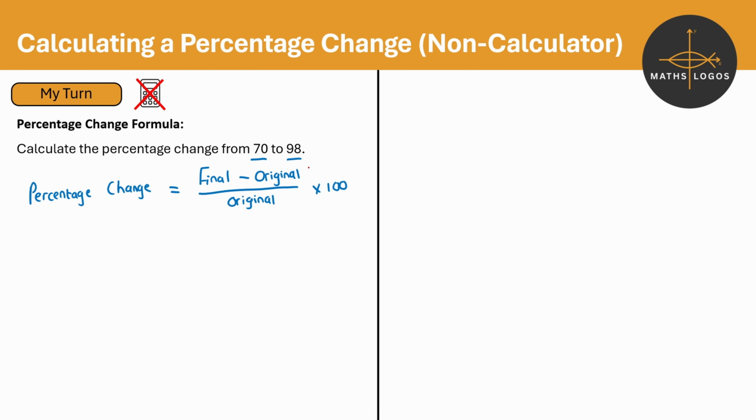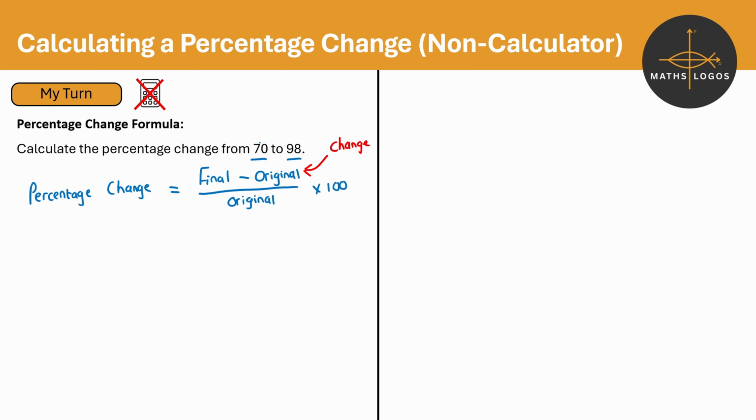So sometimes you might see that formula, and this top line here, the final subtract the original, well, that's of course going to be the change, which is the same as what we've seen in our first few examples where we had the change over the original multiplied by 100. So it's just a slightly different way of writing the formula. Instead of writing change, we can write final subtract original.